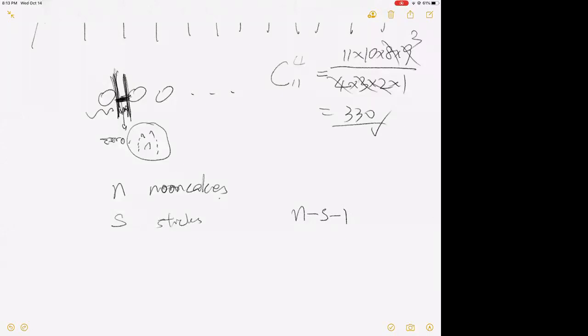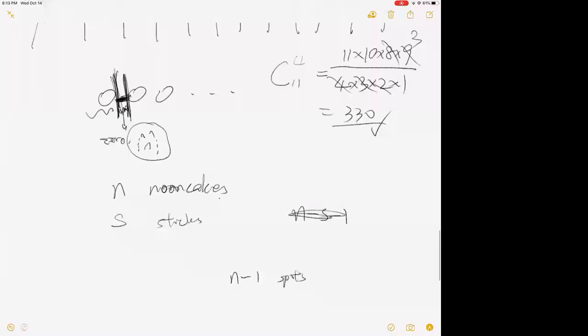And then for solution number 2, you just do it my way. So you first put n mooncakes. You don't really need to draw that. So there will be n minus 1 spots. Okay, n minus 1 spots.